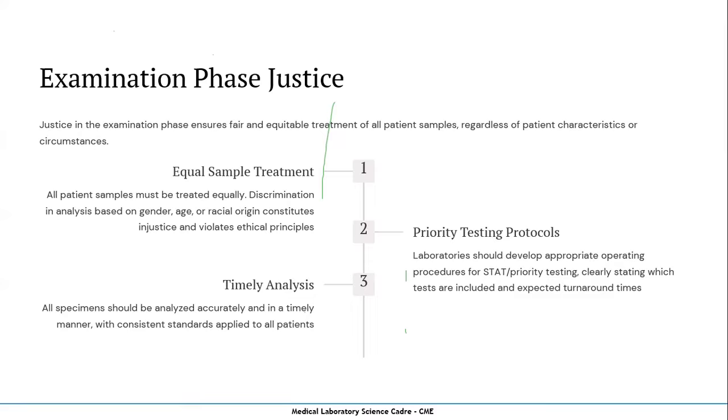Because some patients will then ask, but this one came after me, how come they are getting their results earlier than I do? We need to build trust with our patients, and then we inform them of the priority testing that we have established with good reasoning. Then, time analysis: specimens should be analyzed accurately and in a timely manner, with consistent standards being applied to all patients.